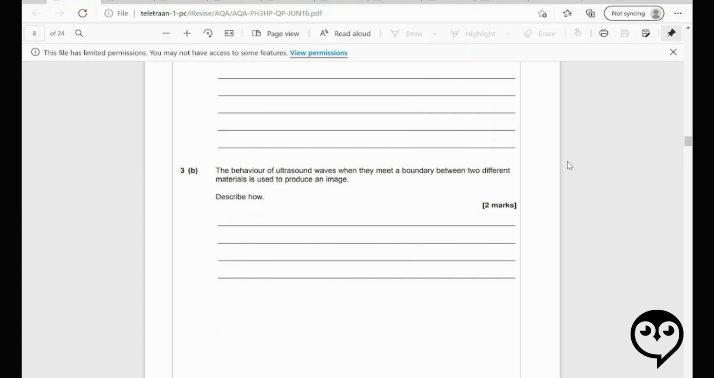Let's move on. The behavior of ultrasound waves when they meet the boundary between 2 different materials is to produce an image. Okay, so how does this happen? What's going on? Well, you know that when waves reach a boundary, if there's a difference in density of the material, and this could be optical density for light or just density in general for sound waves, there's going to be some of the wave going through and some of the wave being reflected. When some of that wave is reflected back, we can time how long it takes, and it might travel through different materials at different speeds, and the computer compiles this into a 3D image.